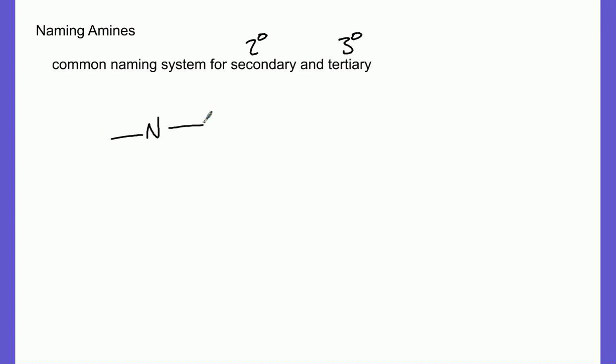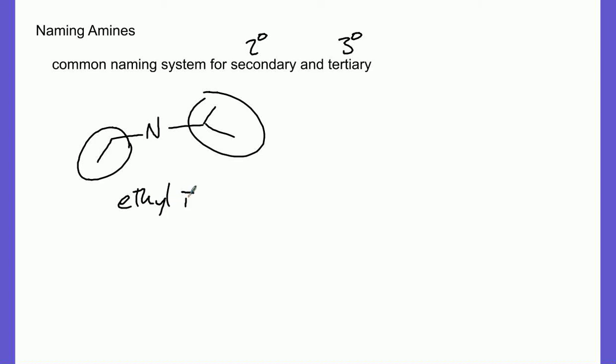So in this case, if I was to elaborate this a little bit more, I have two branches off of that nitrogen in the middle. This one is an ethyl group. This one is an isopropyl group. So this would be called an ethyl isopropyl amine. I believe that's correct in alphabetical order. And you just do everything else similarly.